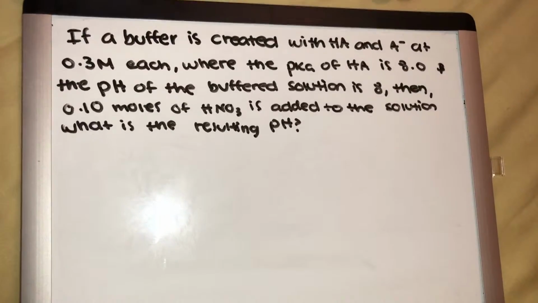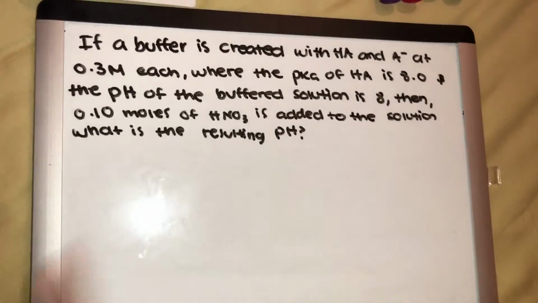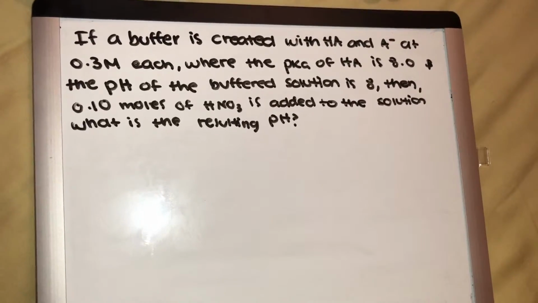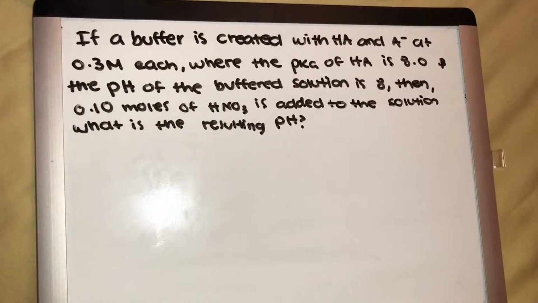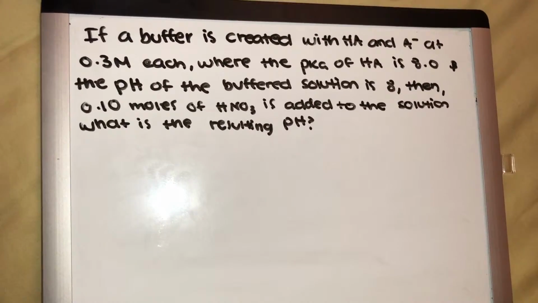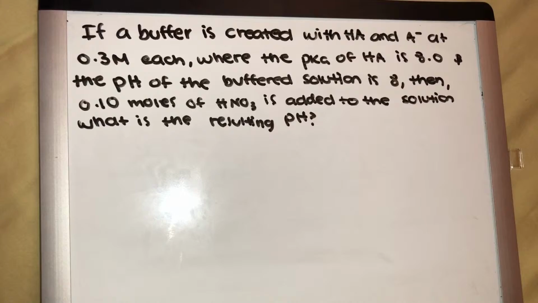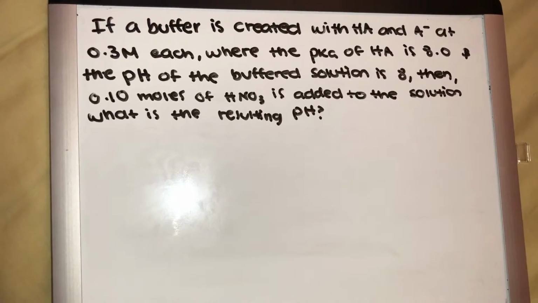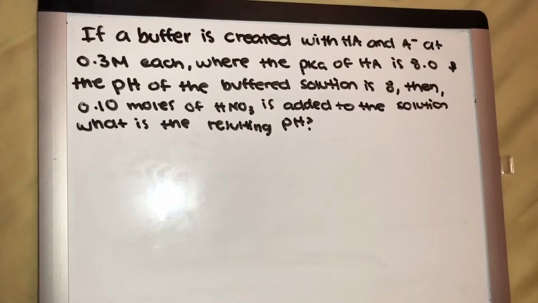In this problem we are going to talk about buffers. The problem reads: if a buffer is created with HA and A- at a 0.3 concentration each, where the pKa of HA is 8 and the pH of the buffered solution is 8, then 0.10 moles of HNO3 is added to the solution. What is the resulting pH?